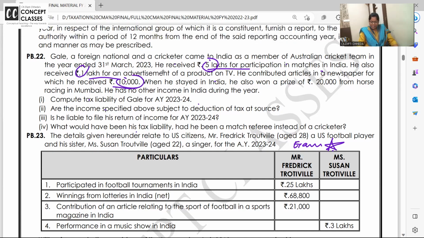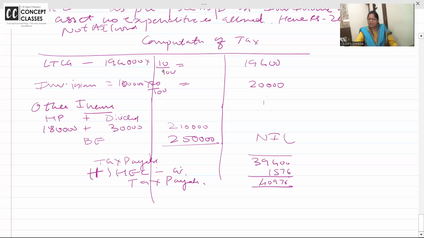What would have been his tax liability had it been a match referee? If he is a match referee, he will not get any benefit, the whole amount will become taxable. So different options they have asked. Let us work it out. Is the question clear or not?